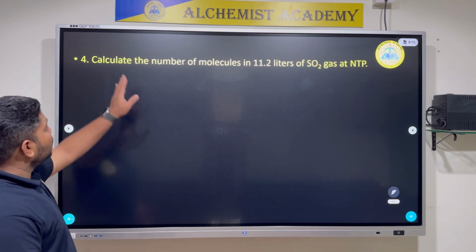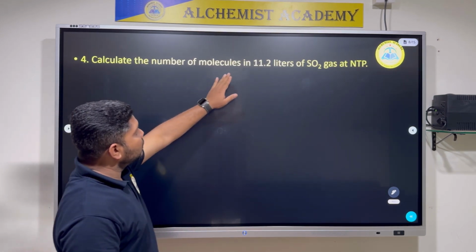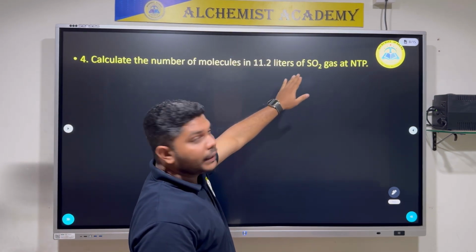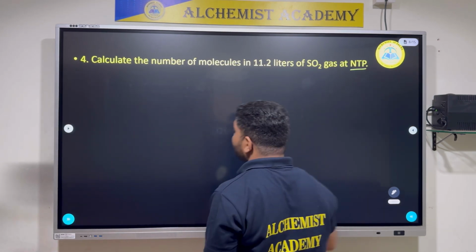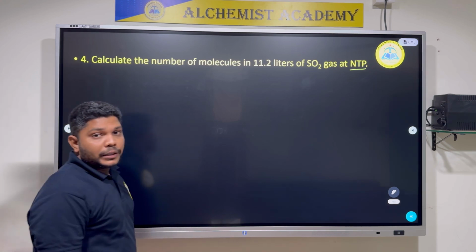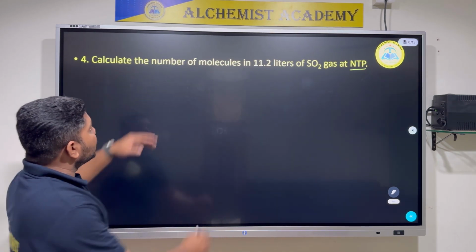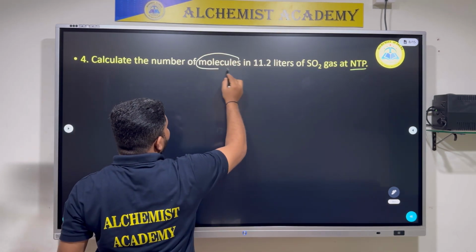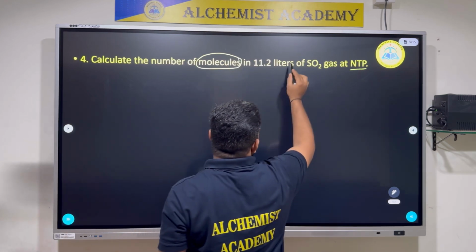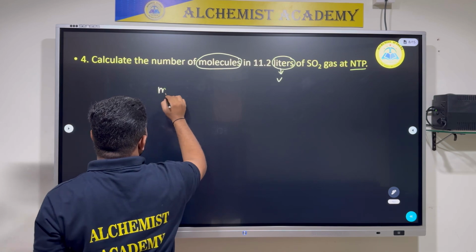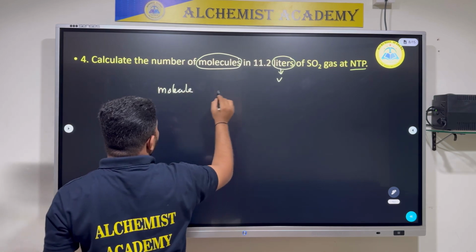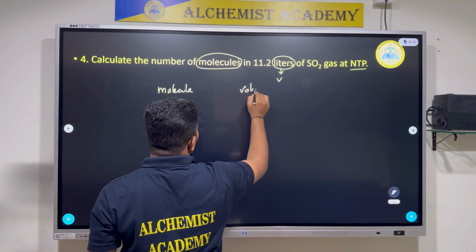Now you see this problem: calculate the number of molecules in 11.2 liters of SO2 gas at NTP. NTP depicts normal temperature and pressure. Okay. Now calculate the number of molecules. Again, you identify the two relations. It is a molecule, and a liter is depicting what? Volume, right? So it is a relation of molecule and volume.